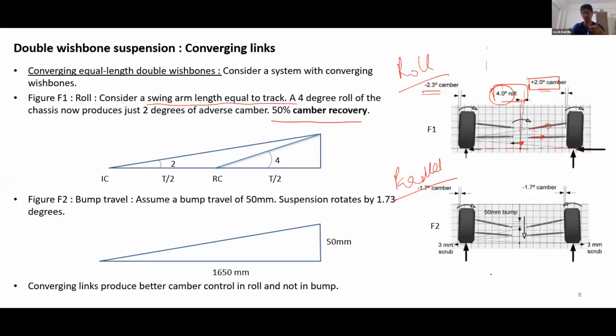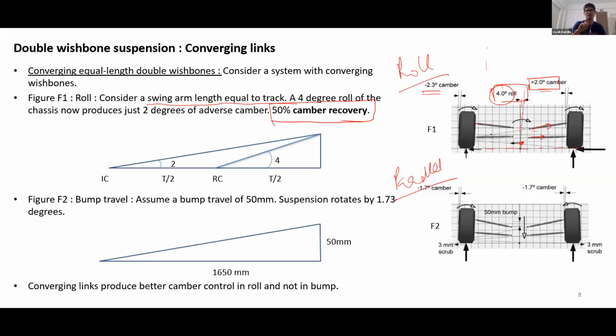So by using converging links, what happens by camber recovery, a term which has been coined, you are improving the cornering behavior while not compromising your straight line behavior, right? So it is a little better, right?